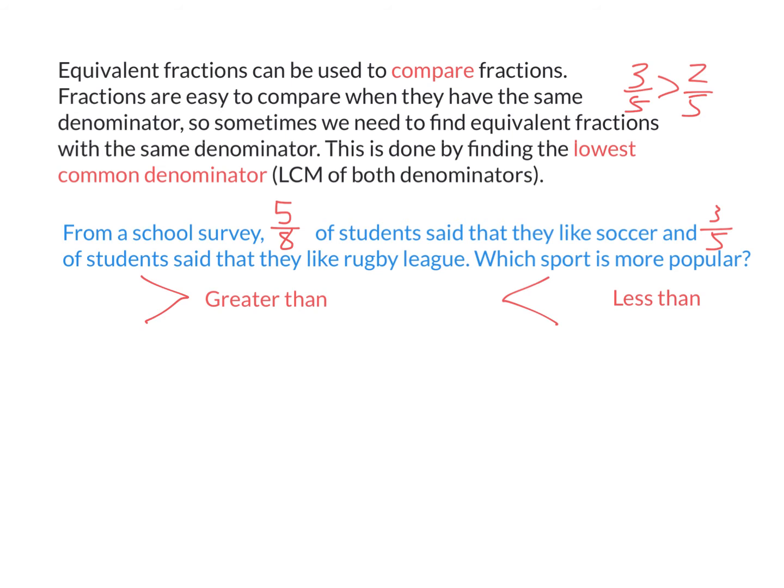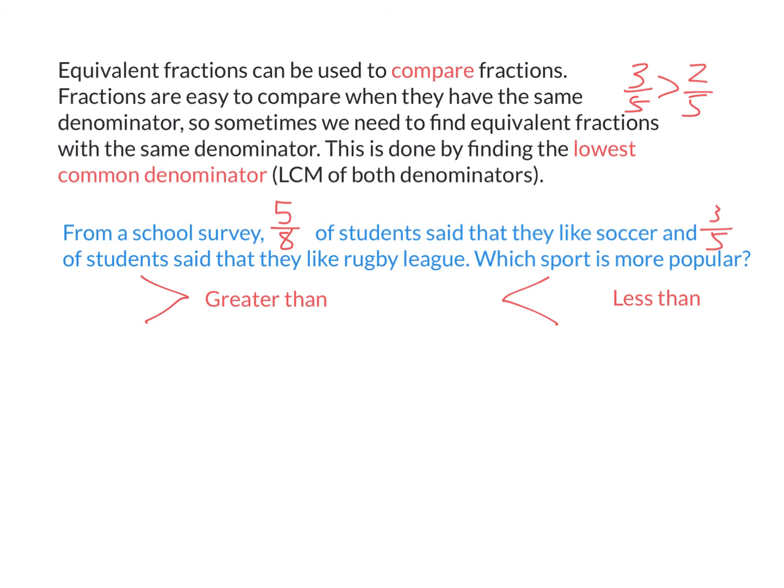It's hard to tell which fraction is larger. So what we're going to do is use the lowest common denominator, which is where you find the lowest common multiple of the two denominators. So this gets a bit tricky. We used highest common factor when simplifying. We use lowest common denominator when comparing.